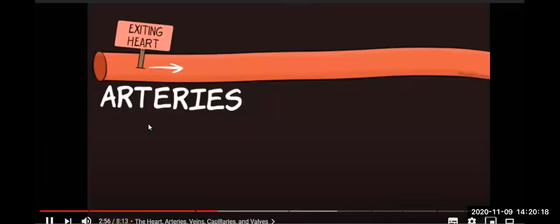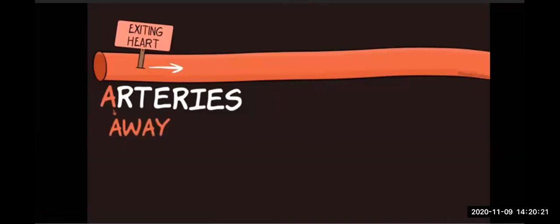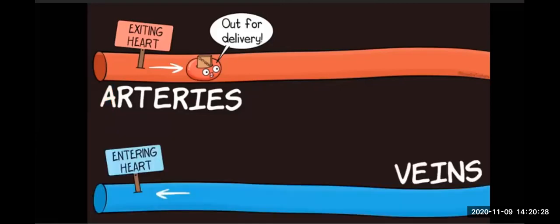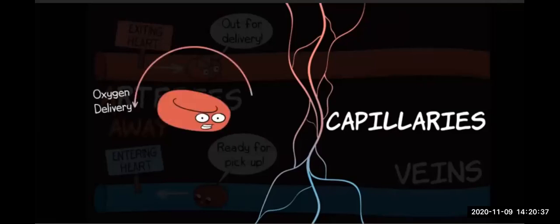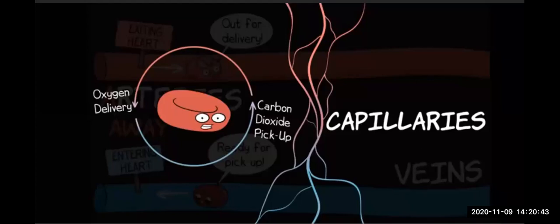Arteries carry blood away from the heart. Think A for away. Arteries are typically oxygen rich, but there are exceptions. Veins generally carry blood to the heart. Veins typically are oxygen poor, but there are exceptions. Capillaries are small blood vessels, and it is at the capillary level where oxygen is delivered to organs and tissues and where carbon dioxide will be picked up to travel back to the lungs.